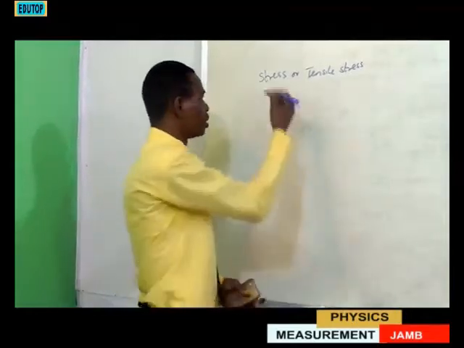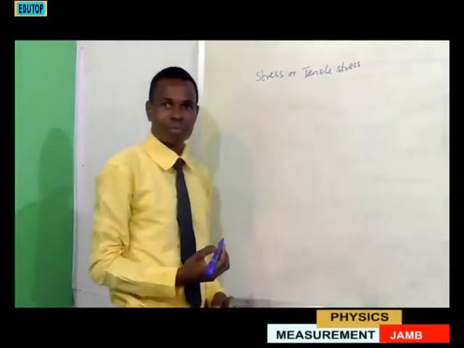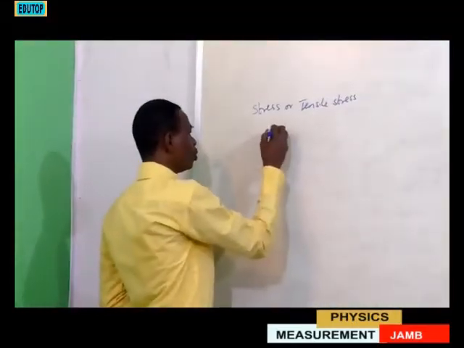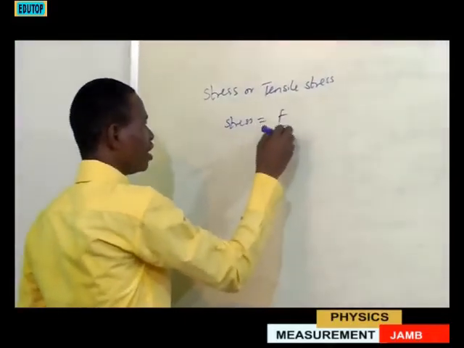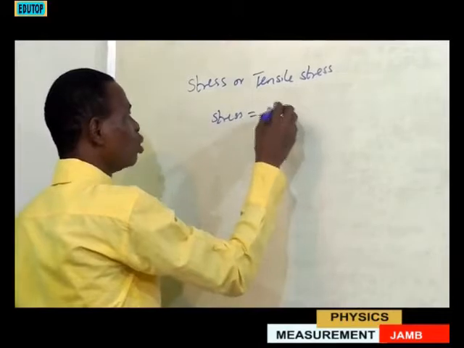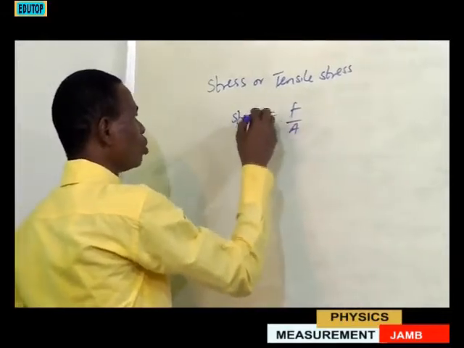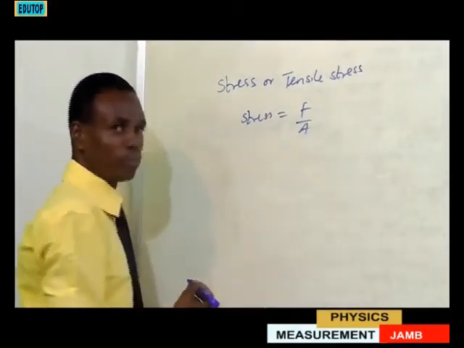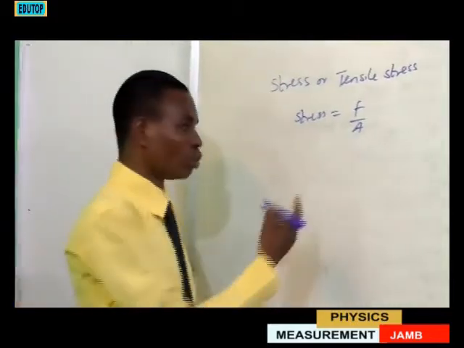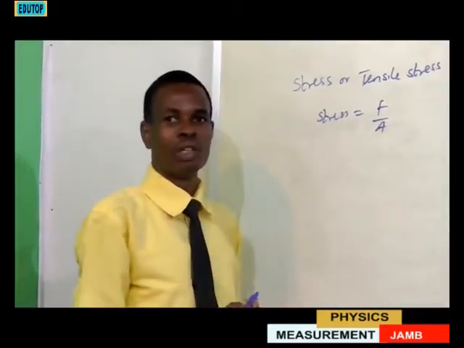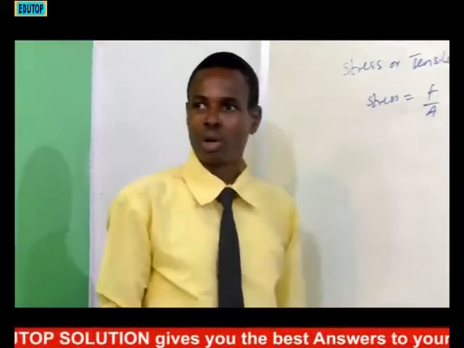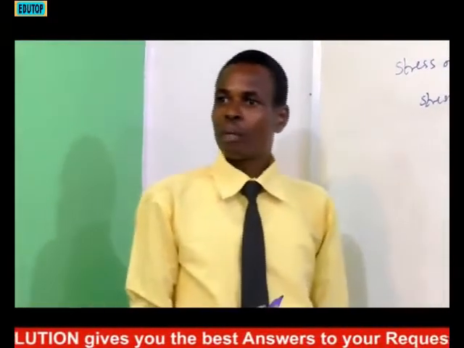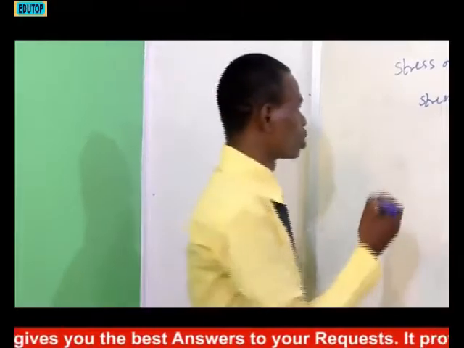Don't disturb yourself, both of them are the same. And that one we gave you, stress, is equal to force over area. And this one is equivalent to that of pressure. They are the same. That means we have the same dimension. Take notes of that. What about Young modulus?